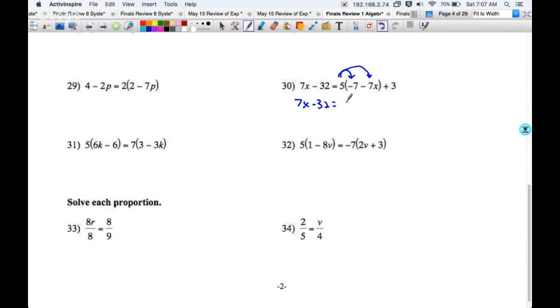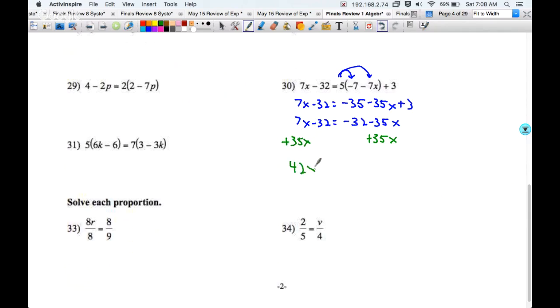7x minus 32 equals negative 35 minus 35x plus 3. These are like terms, we're going to combine them. So we have 7x minus 32 equals negative 32 minus 35x. Got variables on both sides, so I move the smaller one. I think of this negative 35 as smaller because it's negative and this one's positive. So I go after the negative, and that way I ensure that my x value is going to be positive, because I add 35x to both sides, and now I get a nice positive 42x over here.